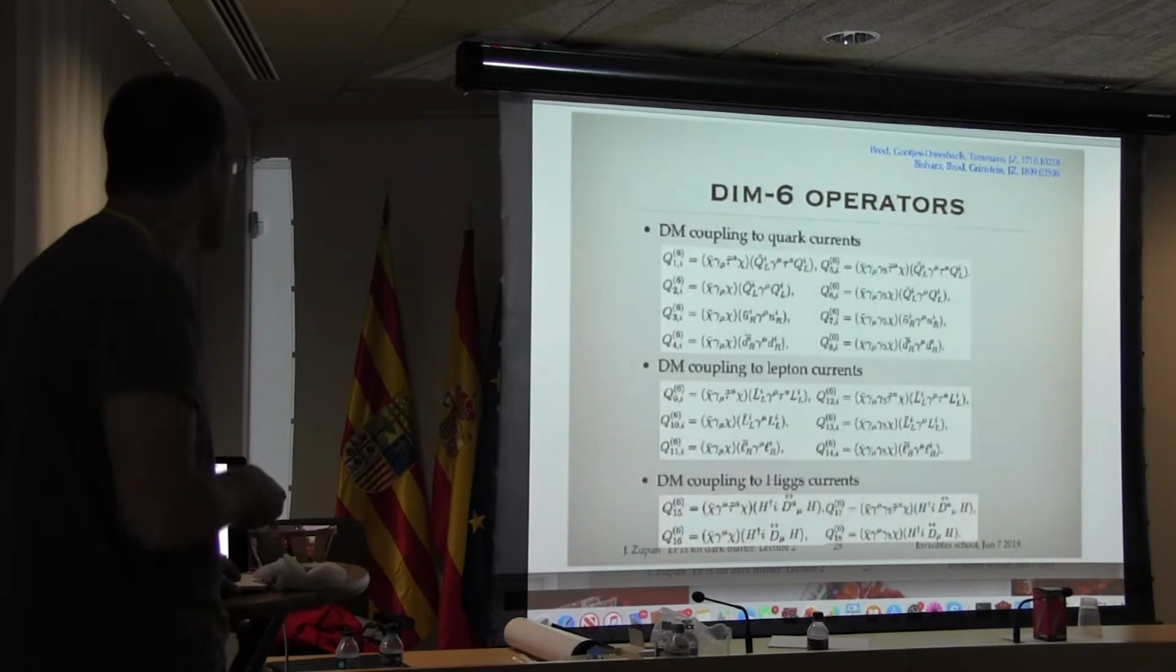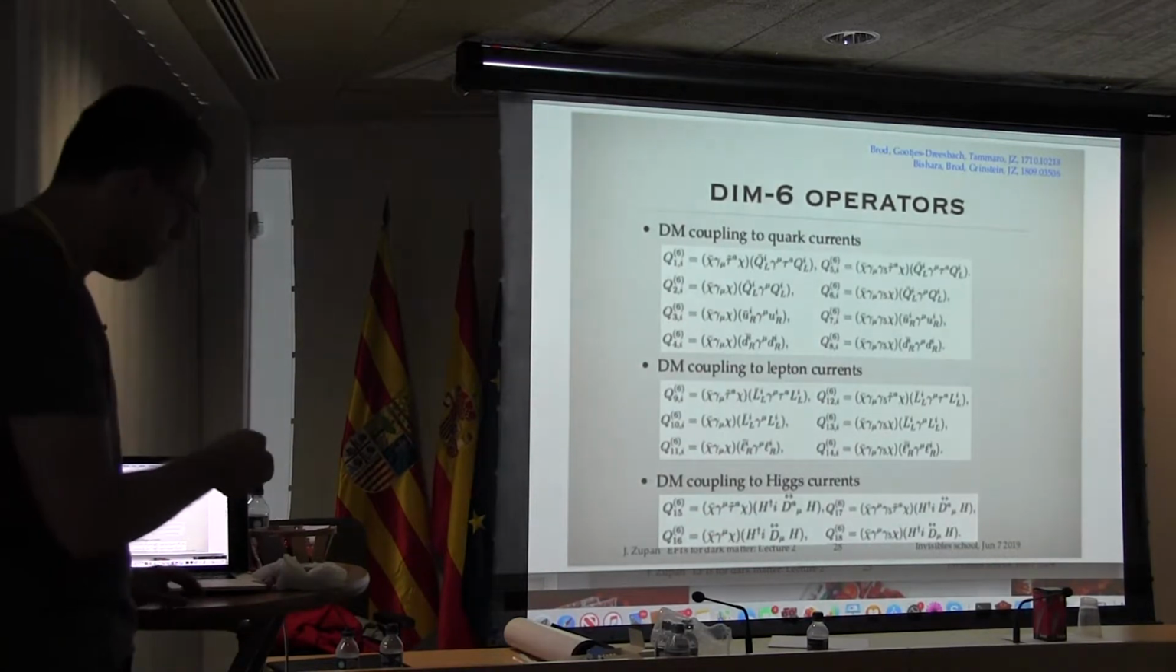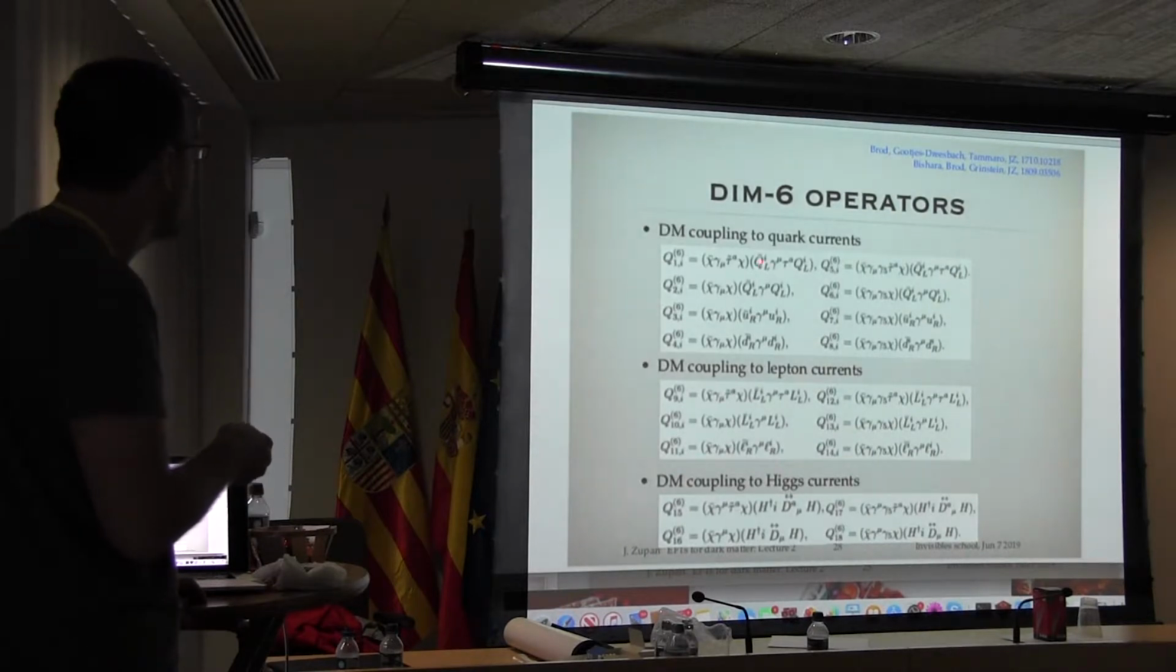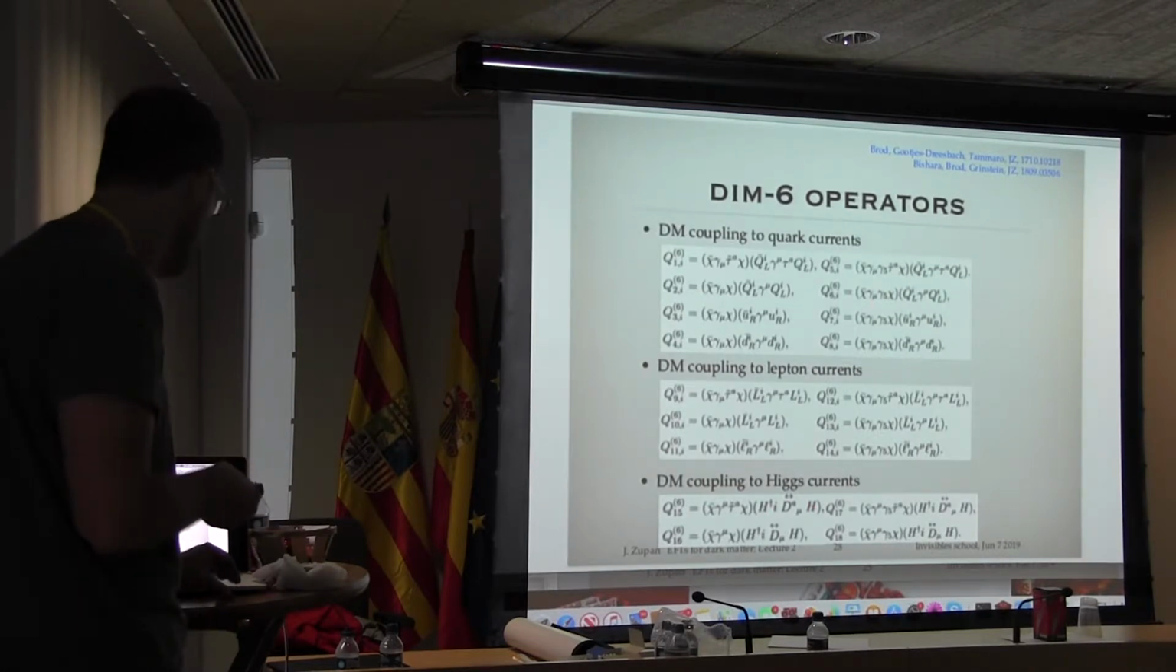Now if you go to dimension 6, it still fits on one slide. I won't read all of them, but the structure is either coupled to quark currents, so these are now really vector currents, or the lepton currents, or the Higgs current, where in this case you have a derivative acting on the right and the left. And that's the full set of dimension 6 operators.